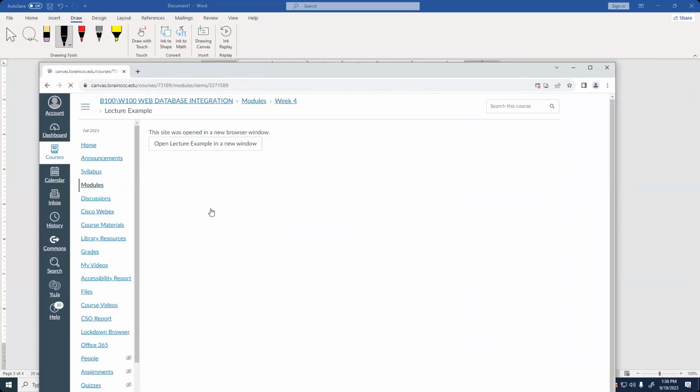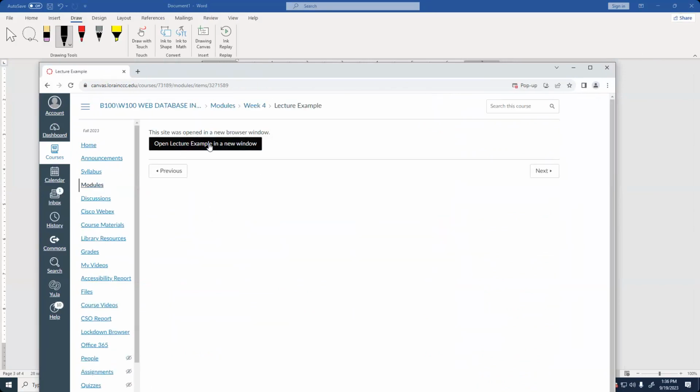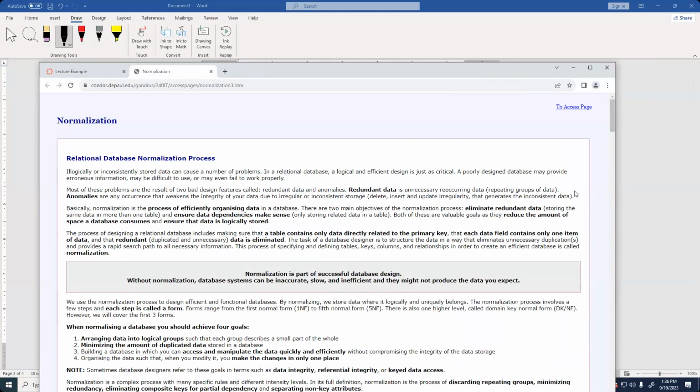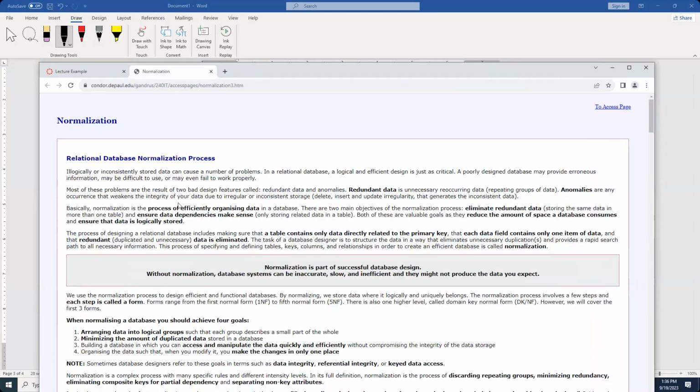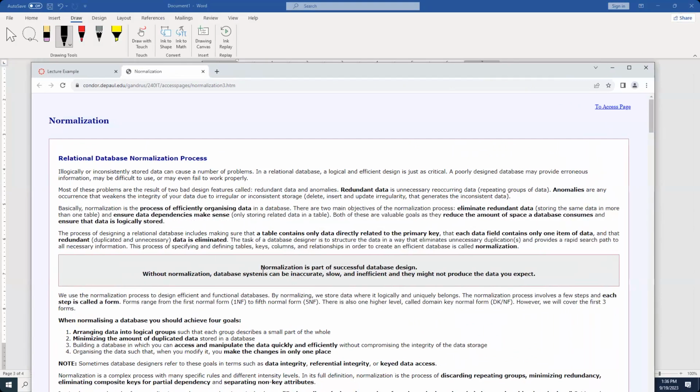So here's the example. Often what is done in relational databases, and by all means read through this because it's a good reference, is going through a systematic check on the database. One of the key things is eliminating redundant data. Why is redundant data bad? Because it can lead to inconsistencies.